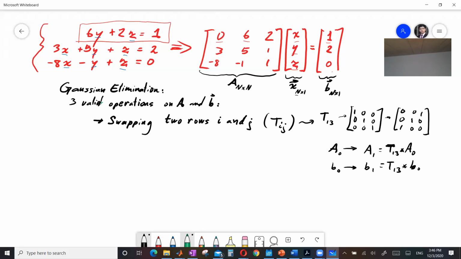T13 times B0. Where I am calling A0 and B0 the arrays before the transformation, and A1 and B1 after the transformation. So that's the first valid operation, swapping 2 rows. The second valid operation is multiplying a row by some constant c that is not equal to 0.